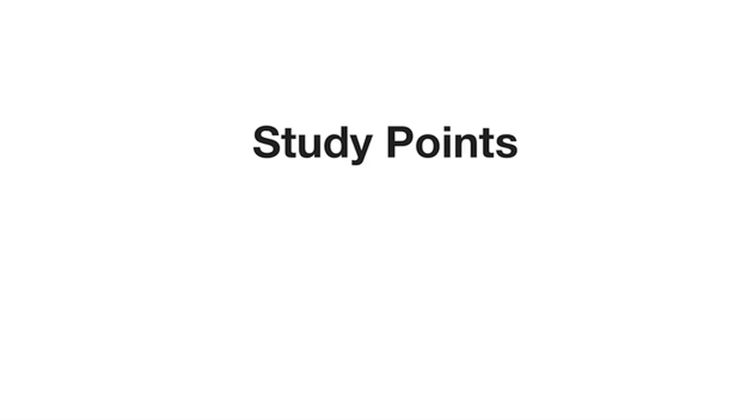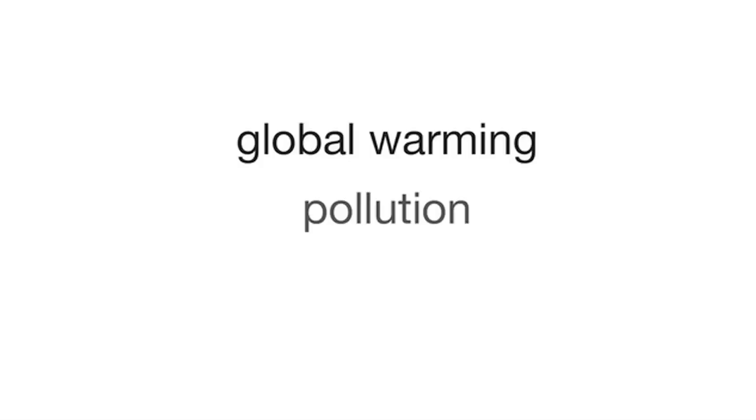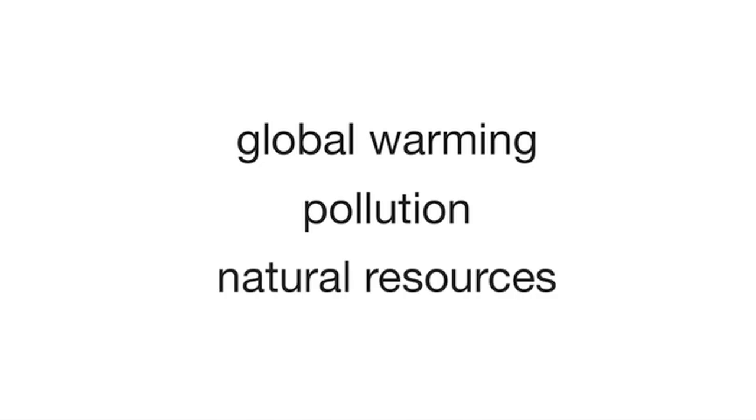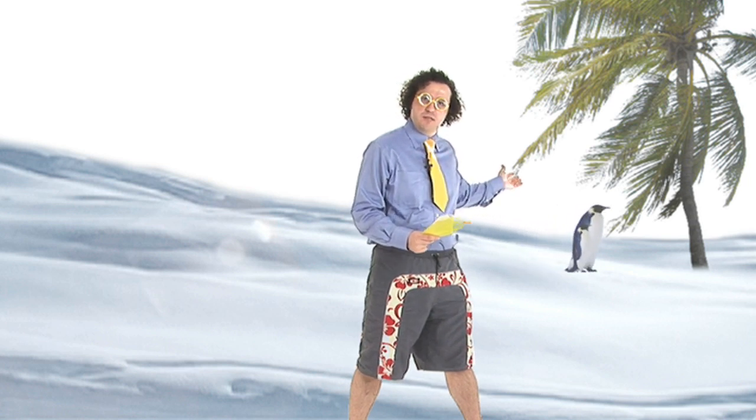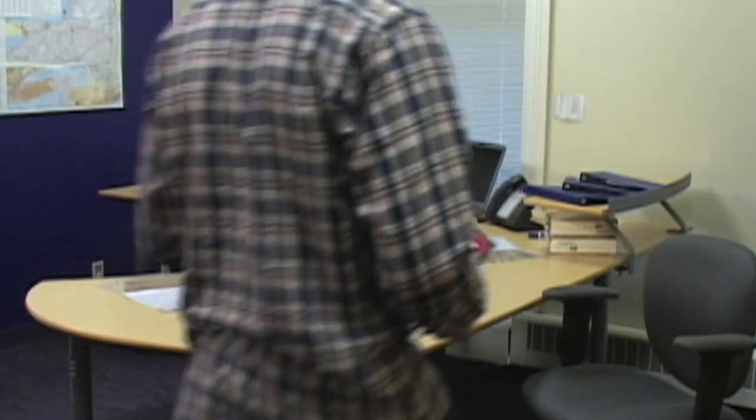In today's lesson, we're going to learn vocabulary such as global warming, pollution, and natural resources. The grammar we're going to learn about today is the first conditional. We'll learn about when and how to use this. Global warming. Our climate is changing. As you can see here, we just discovered that palm trees are growing in Antarctica. Let's watch the movie now.